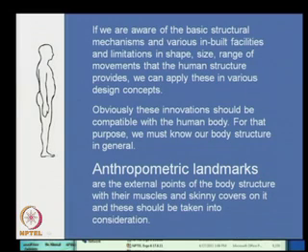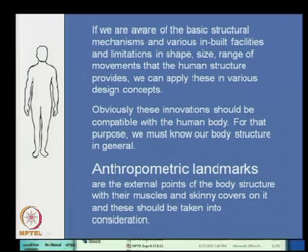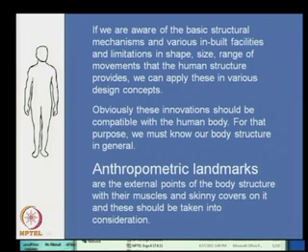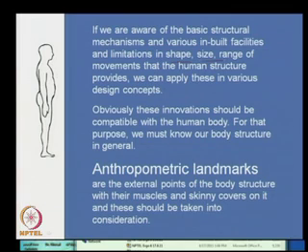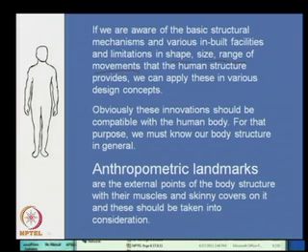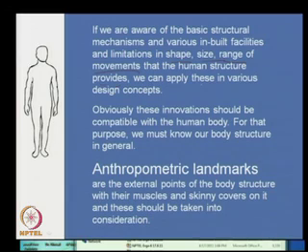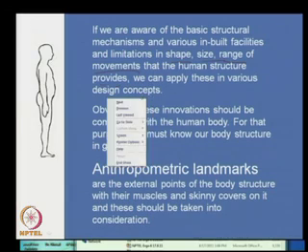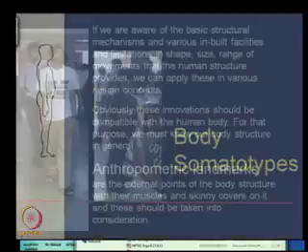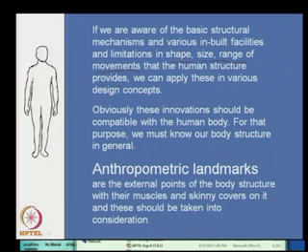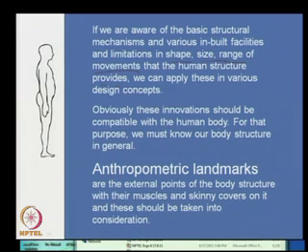Now, if we are aware of the basic structural mechanism and various inbuilt facilities and limitations in shape, size, and range of movement that the human structure normally provides, we can apply these in various design concepts. Obviously, these innovations should be compatible with the human body.